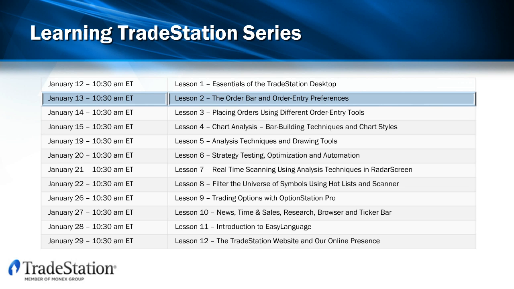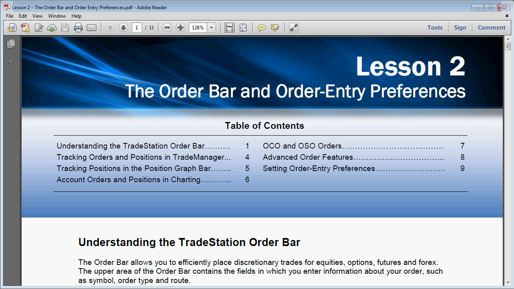Let's take a look at the topics that we're going to cover today. Those are available in the PDF in the Documents section of this player. If you haven't downloaded the PDF, it's available right there in the corner at the bottom right. Click on that folder and you have access to the lesson number 2 PDF. The topics for today, as you can see on the top of page 1, are the order bar, how to track orders and positions in the Trade Manager, how to track positions in the position graph bar, and account orders and positions in charting.